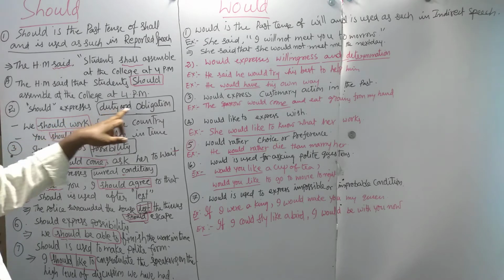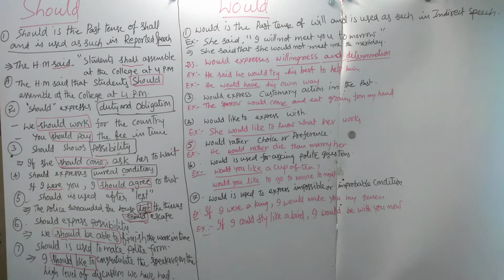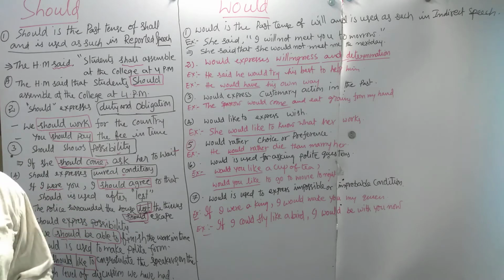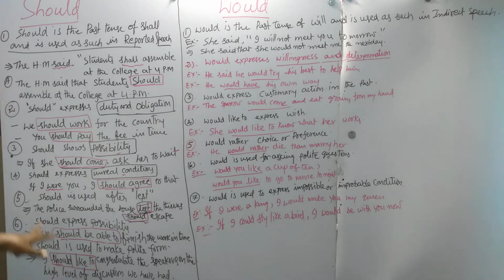Possibility. So, duty, obligation. Here, possibility. That means it will take place. If she should come, actually she won't come. If it is possible for her to come, ask her to wait.